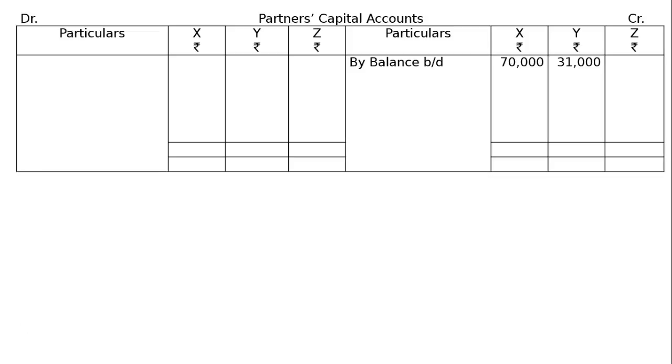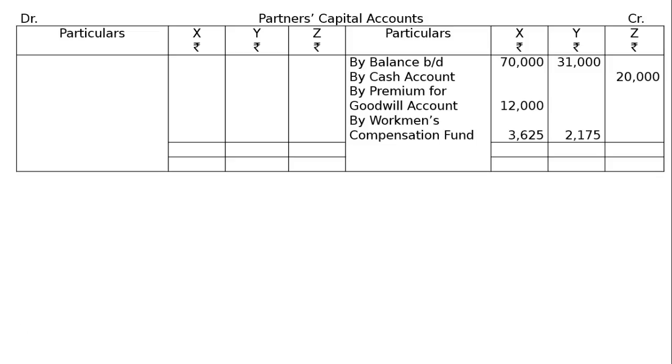Then by workmen compensation reserve, there is no workmen compensation liability. Entire reserve will be distributed as profit. That is by workmen's compensation fund or reserve, that is 3,625 and 2,175 in old ratio 5:3.